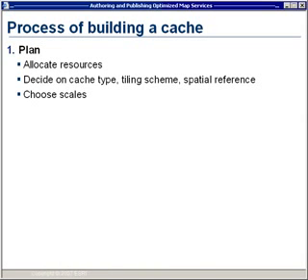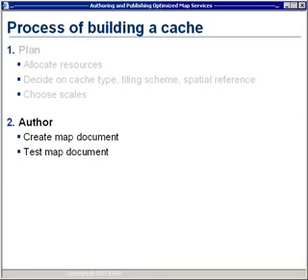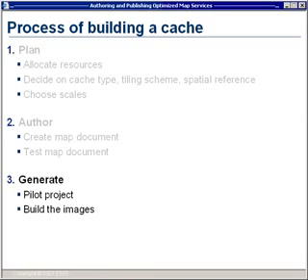I'd like to spend a moment and evaluate the process of building the cache. As with any project, the preparation stages are very important. Allocation of resources, decisions regarding the cache type and schema, as well as the cache scales will need to be determined. Next, you will need to create and test the map document. Following this, you will need to conduct a small pilot project to evaluate your planning and map document, as well as by generating the full cache. Let's take a look at each one of these steps and see some of the ideas and considerations for each.